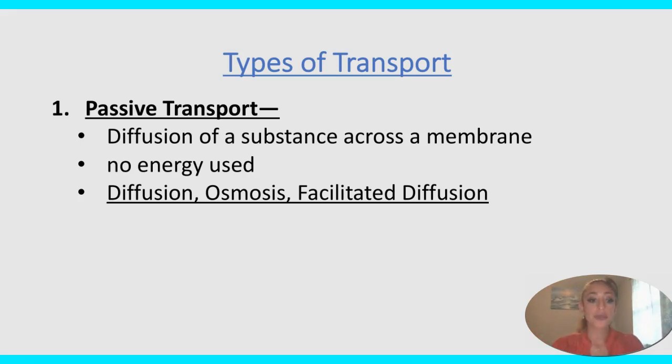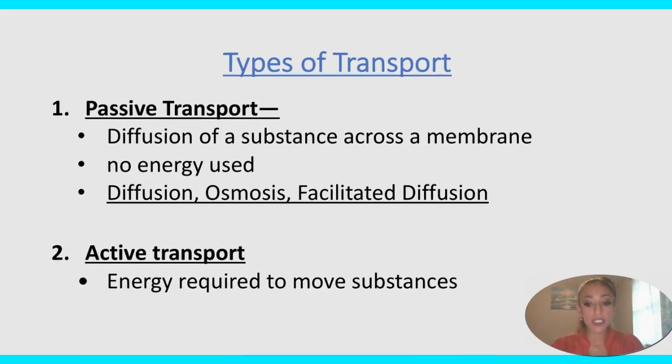On the other hand, we have active transport. Energy is going to be required to move these substances, ions, or molecules across the plasma membrane. So that's a huge difference. Active, you need energy. Passive transport, no energy is required.